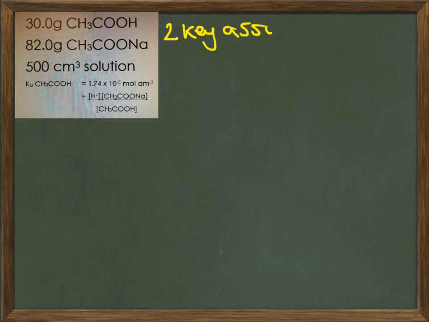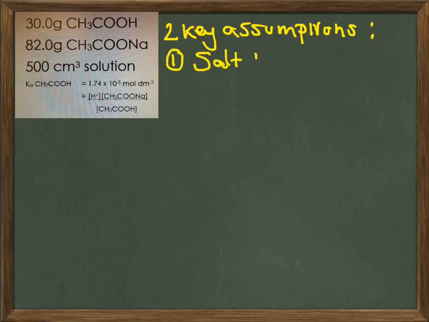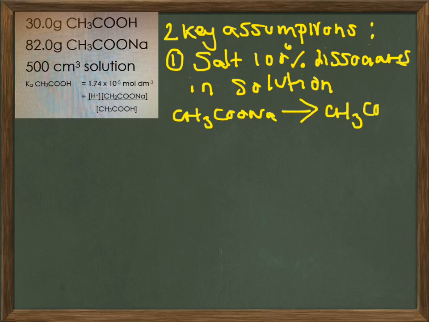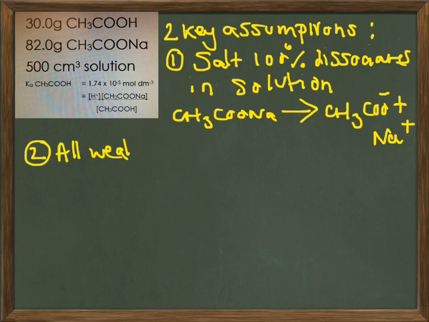Okay, so in any buffer solution calculation, we have to make a couple of key assumptions. The first one is that the salt of the weak acid all dissociates in solution. So if you like, you have an irreversible reaction where 100% of your salt, in this case sodium ethanoate, makes the ethanoate anion, CH3COO- and sodium ions in solution.